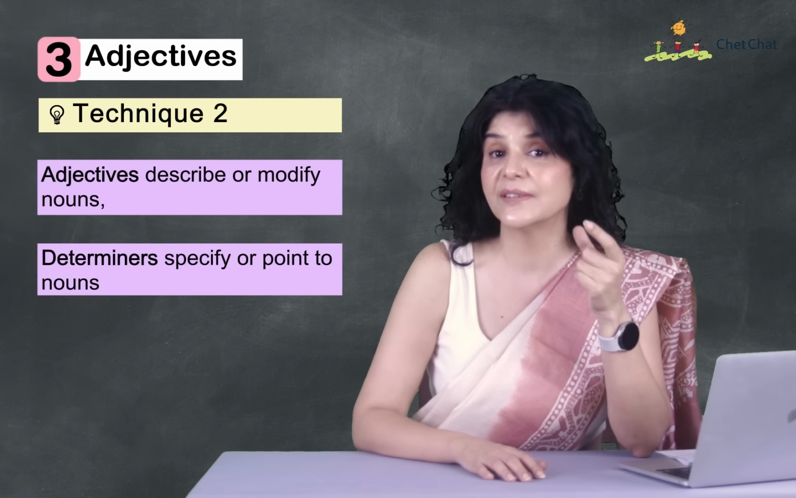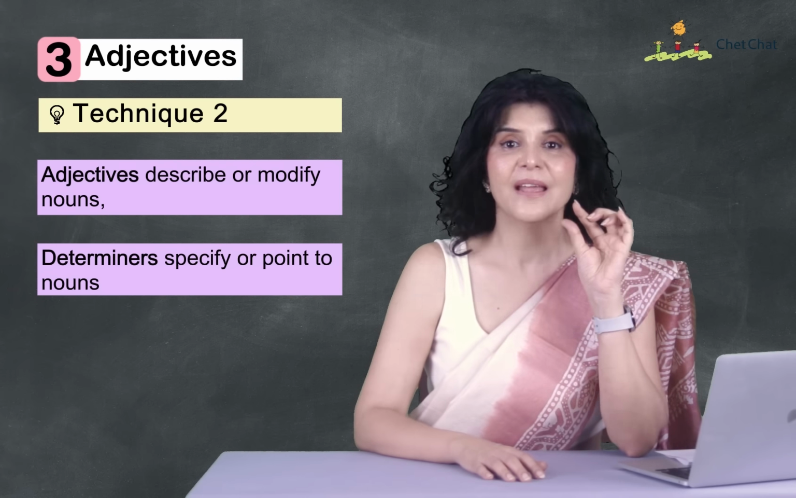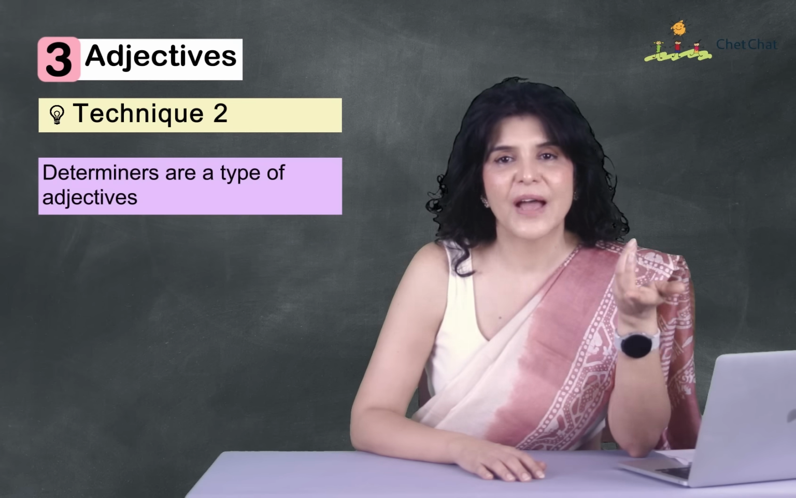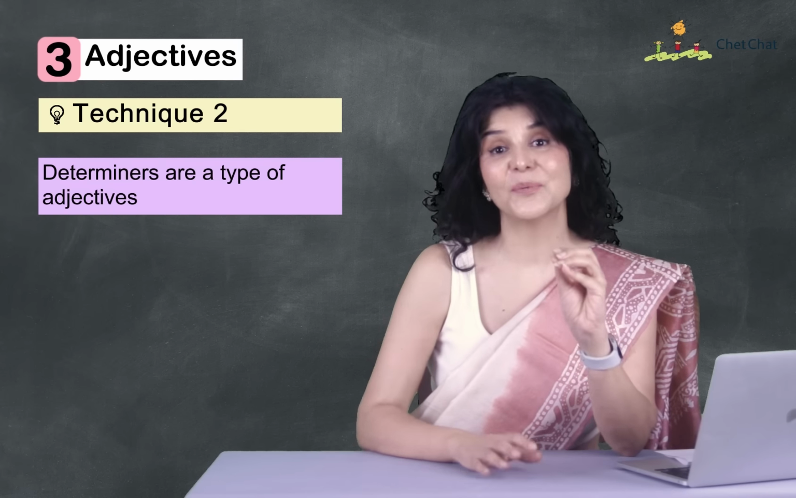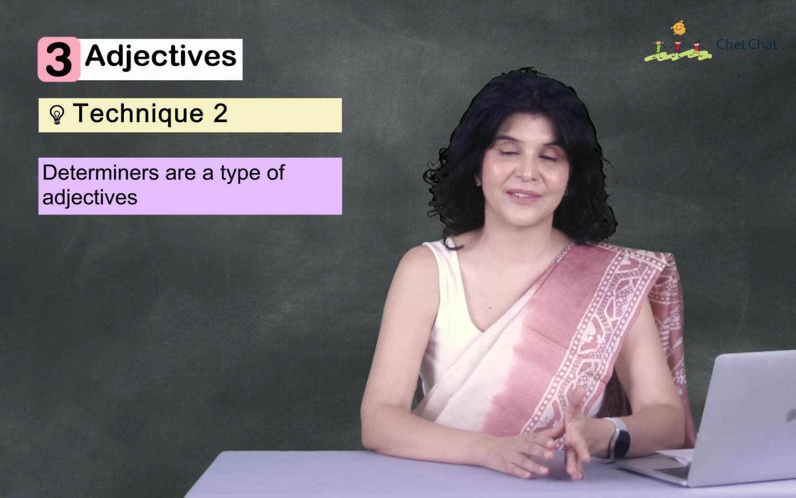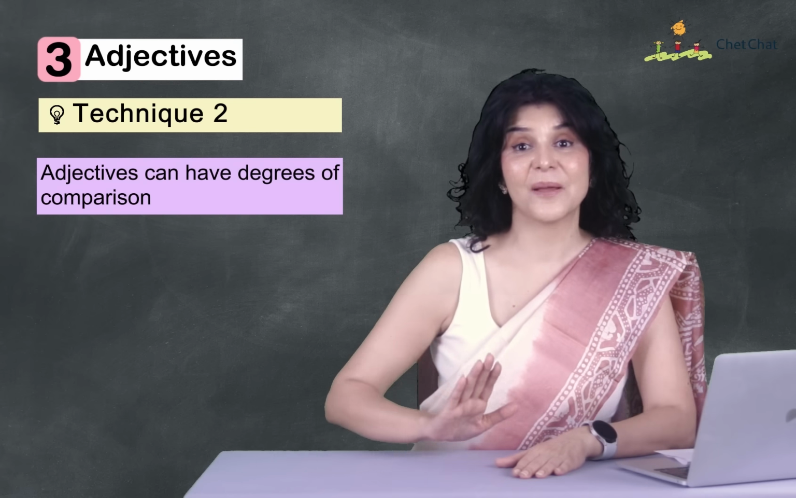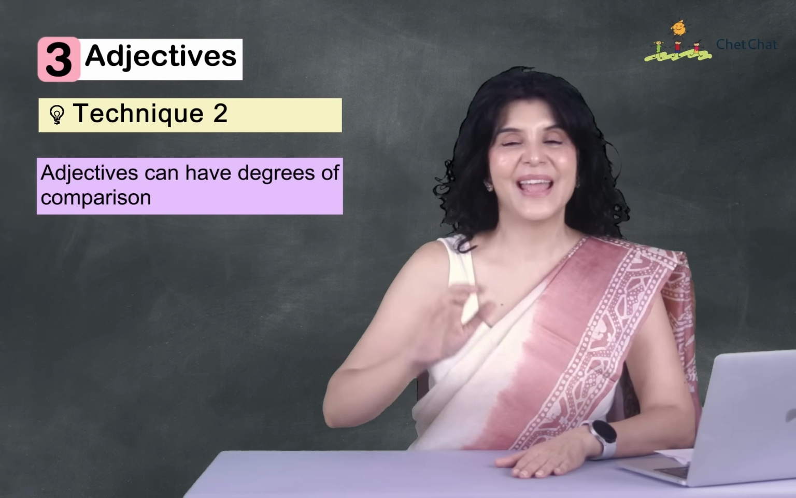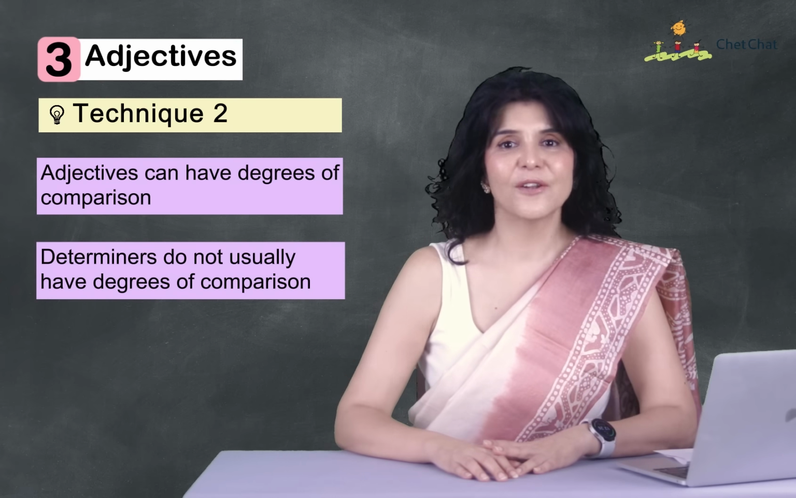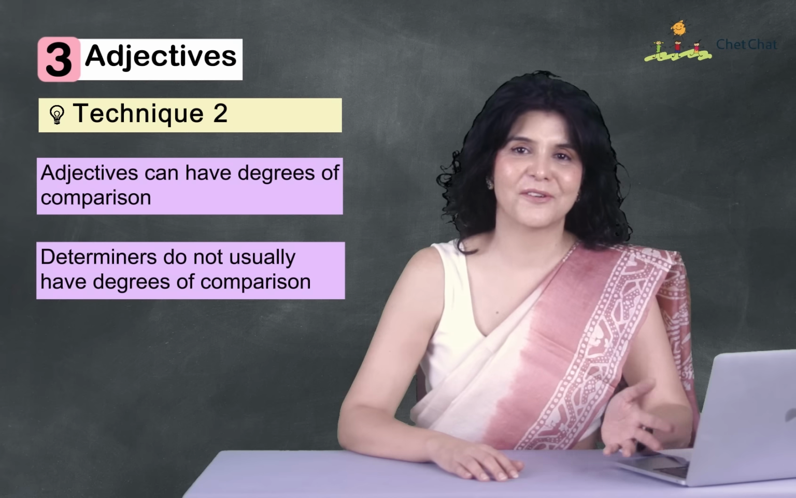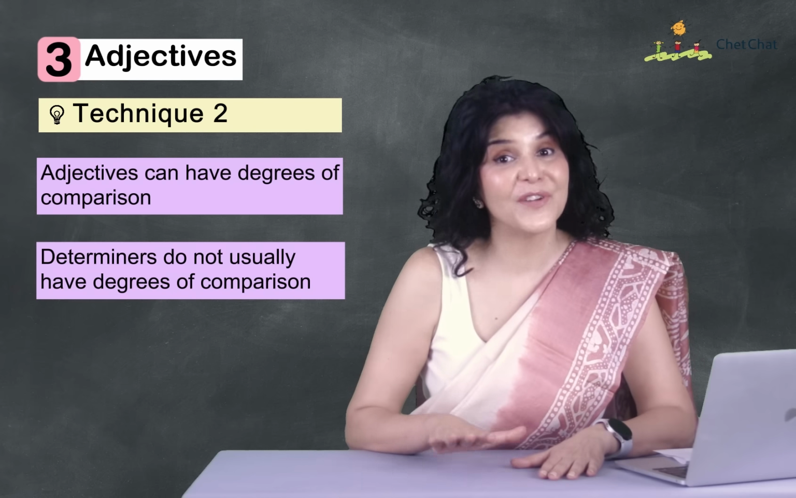Determiners are more specific. They specify or point to nouns. Determiners are a type of adjectives. But there is one way to tell the difference between determiners and adjectives. Adjectives can have degrees of comparison, like big, bigger, biggest. And determiners do not usually have degrees of comparison. We cannot say somest or that-er. Cool. I hope that was very clear.